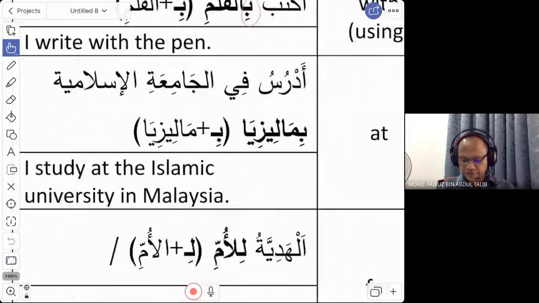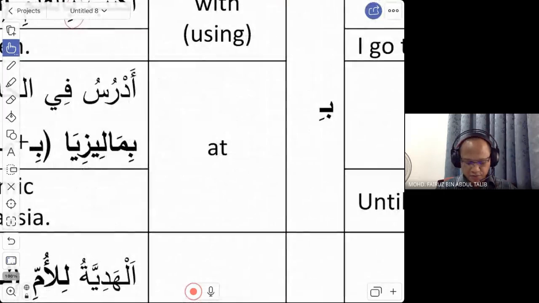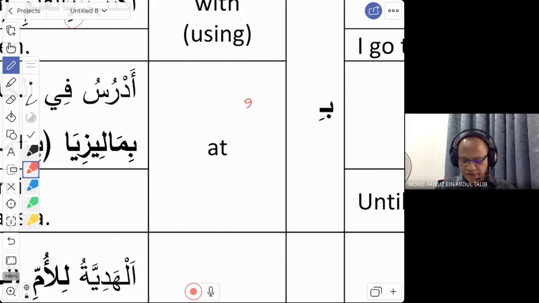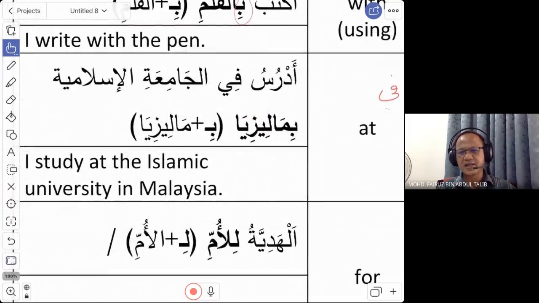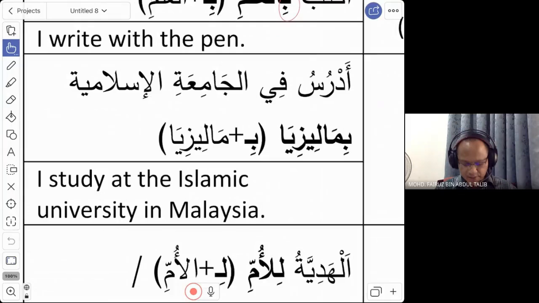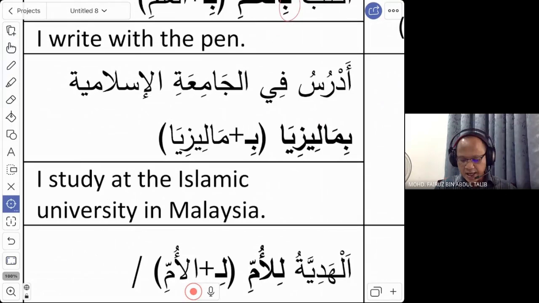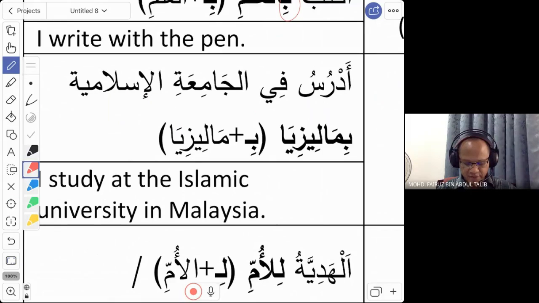Another meaning for the word B is similar to the word fi. Sometimes they use B to say fi. So it means at, just like the word fi. For example, adrusu fi al-jami'ati al-islamiyati. Sorry, I forgot to write the vowels.